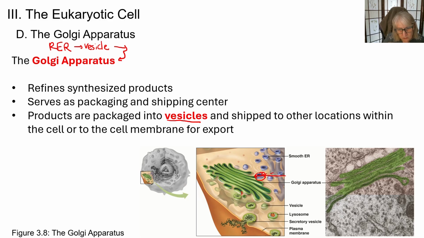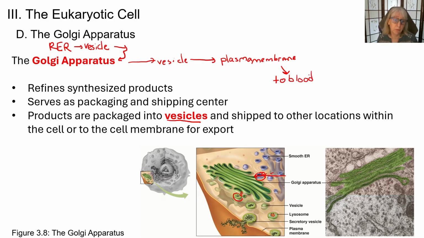The Golgi apparatus finishes the tagging and processing of it, produces another vesicle at the end, and then that vesicle is transported to the plasma membrane, where it leaves the cell. And in our bodies, it's maybe going to the blood to transport throughout the body.